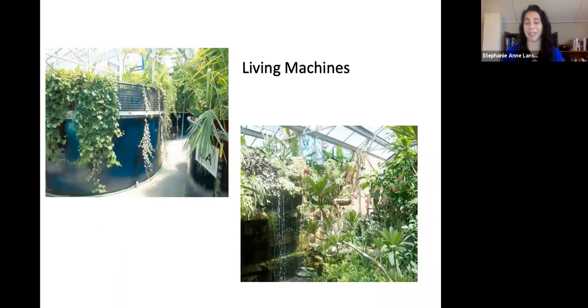Or again, here's another treatment. It's called a living machine. We basically grow plants and treat water through plant uptake and growth in an aquatic environment.